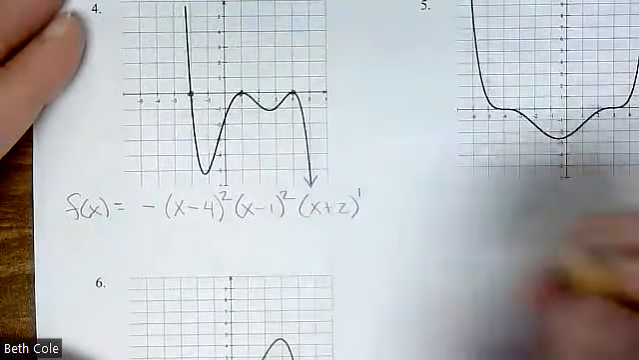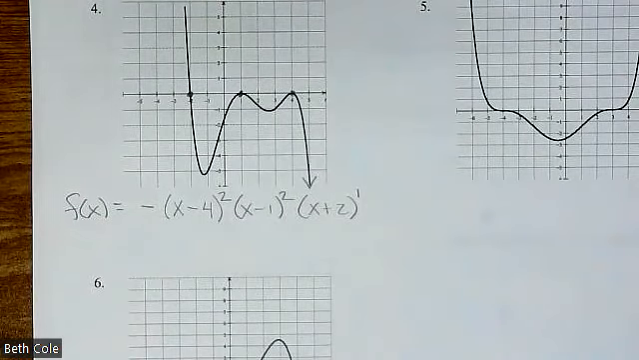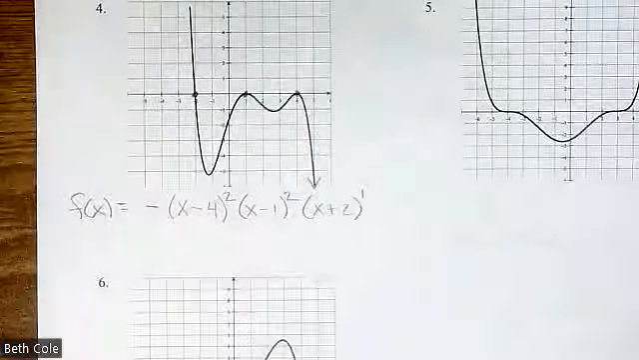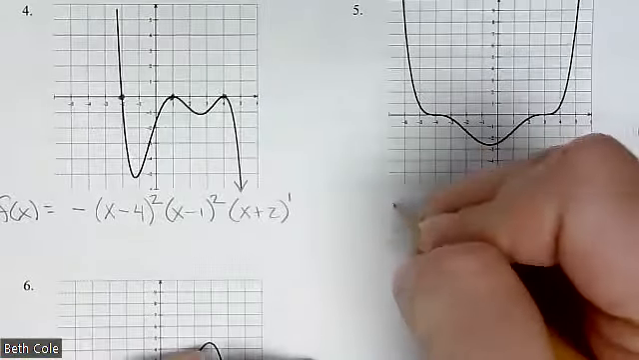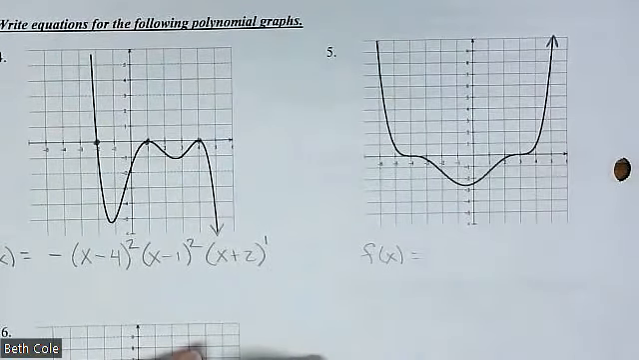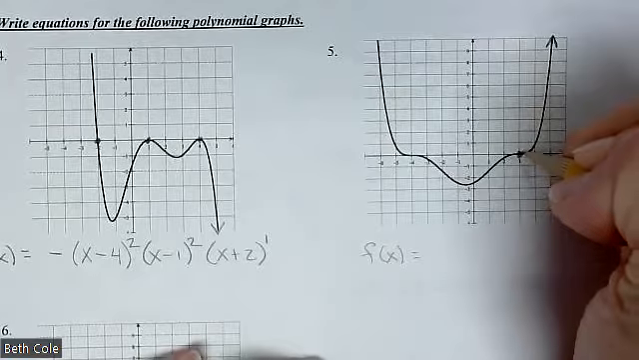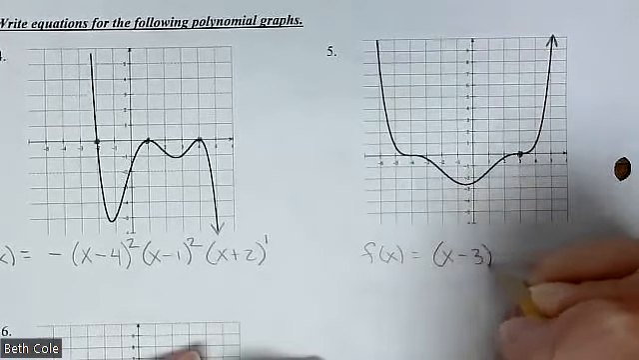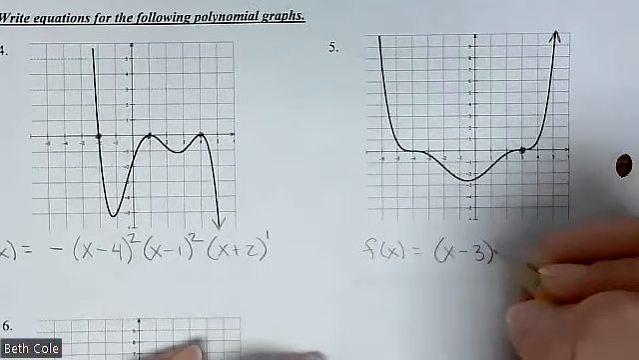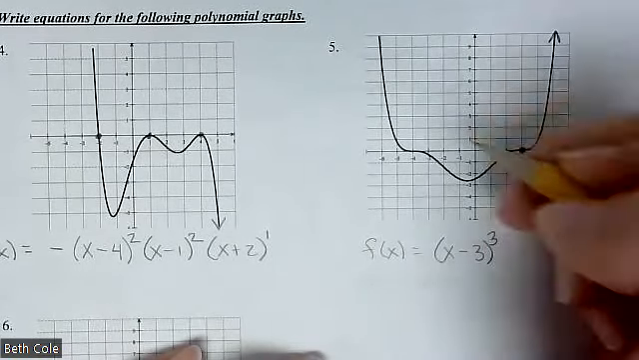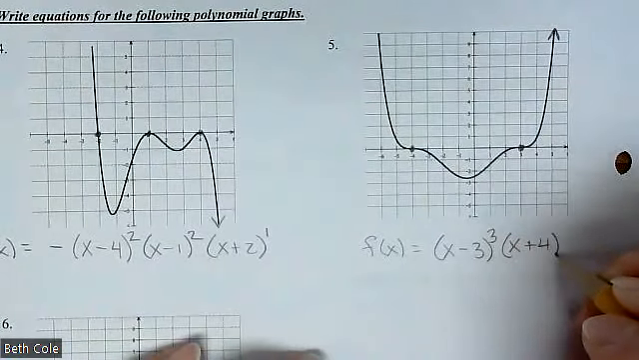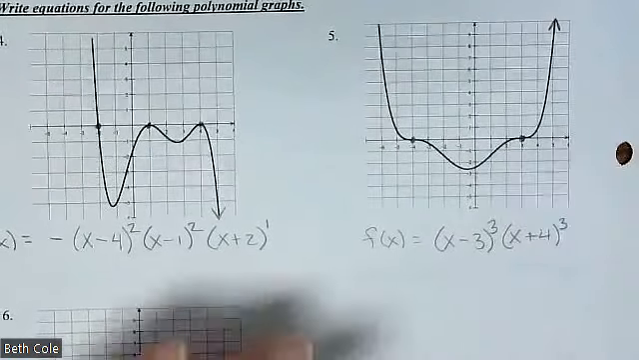So you can either put the little 1 there or put nothing. You don't have to put anything if it's a 1. And again, these could be in whatever order. I'm just going to go right to left for consistency. All right, let's try number 5. Do I need a negative out front? No, so just don't put anything. All right, my first 0 is at 3. So that'll be x minus 3. And then what's my multiplicity? 3, it's wiggling. So cube, lots of 3's there. All right, and then the other one's at negative 4, so it'll be x plus 4 and also cube. Good.